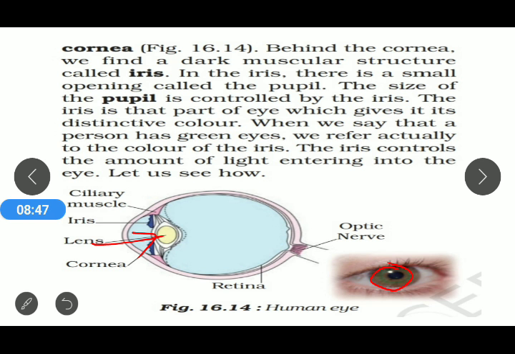When we say that a person has green eyes, we actually refer to the color of the iris. That means the color of the eyes is decided by the color of the iris. The iris controls the amount of light entering the eye, because the pupil, whose size increases and decreases, is attached to the iris.